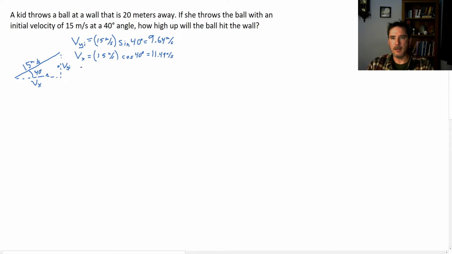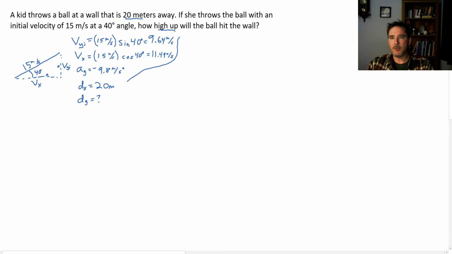We know that the acceleration in the y direction is negative 9.8 meters per second squared. We know that she threw it 20 meters away, and that is our dx, the displacement in the x direction from where it began to where it ended, which was 20 meters. So what we really want to know is how high up the ball will hit the wall. That is our displacement in the y direction, and we don't know the answer to that one.